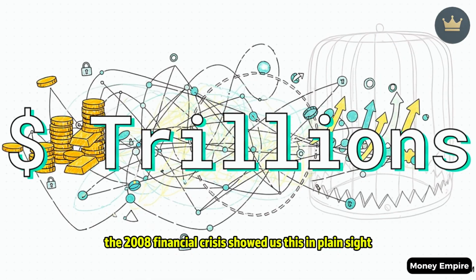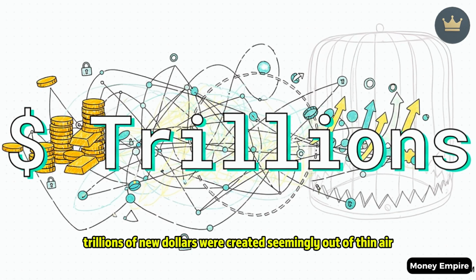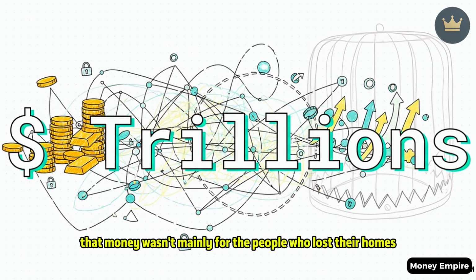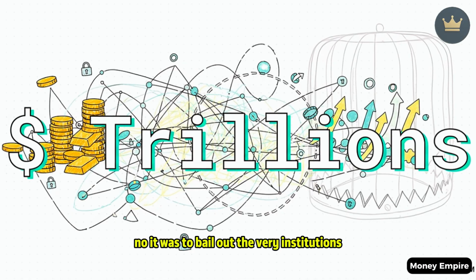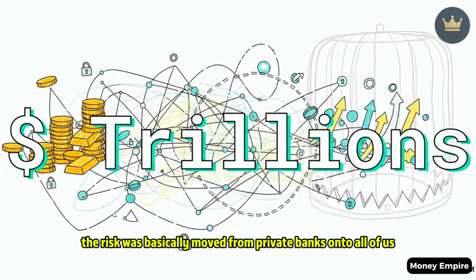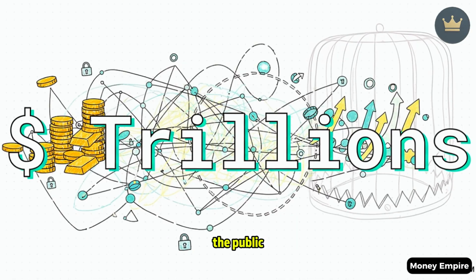The 2008 financial crisis showed us this in plain sight. When the whole system was on the brink of collapse, trillions of new dollars were created, seemingly out of thin air. But that money wasn't mainly for the people who lost their homes. No, it was to bail out the very institutions that caused the problem in the first place. The risk was basically moved from private banks onto all of us, the public.